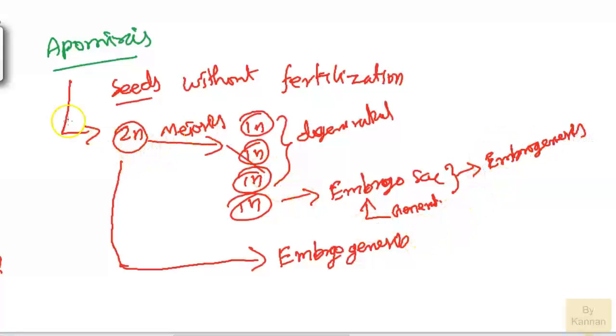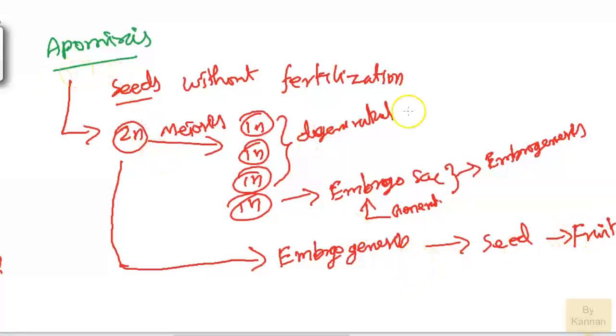Now in apomixis, it bypasses the entire steps and directly enters embryogenesis from the 2n cells in the ovule. This way it produces seeds. It is simply a kind of asexual reproduction, and ultimately the fruit forms. This is how the fruit is formed in apomixis.